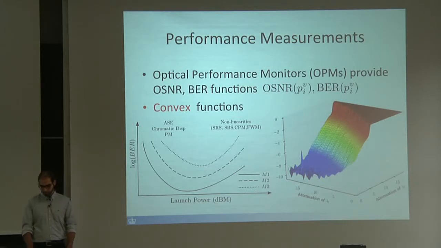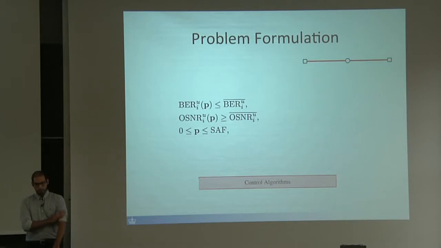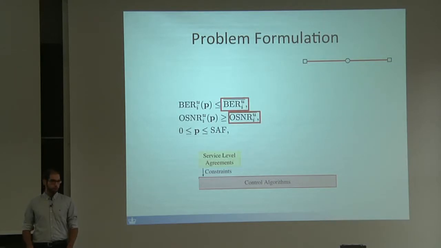So the key idea is that these OSNR and BER functions are convex and concave in the P values. Now we formulate the problem as follows. First we have the control algorithm that sits in the middle of everything, and we have these constraints. The BER functions are values returned by the OPMs. On the right-hand side, these are the threshold values that are given by the service level agreements. These are thresholds that say a certain transmission has to have its error rate lower than a certain threshold, and OSNR has to be higher than a certain threshold.